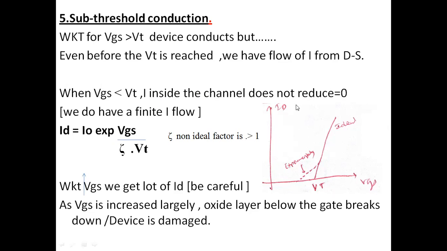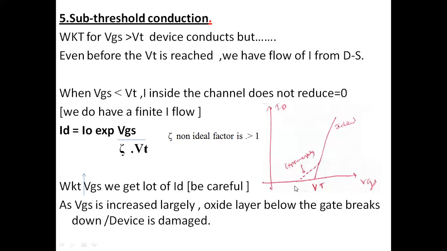Means the current is not equal to absolutely zero. So we have a finite flow of current here, and you can also make use of this expression for ID in the subthreshold region, where ID is equal to I naught raised to the power of VGS by eta into VT, where this eta is the non-ideal factor and is always greater than 1.